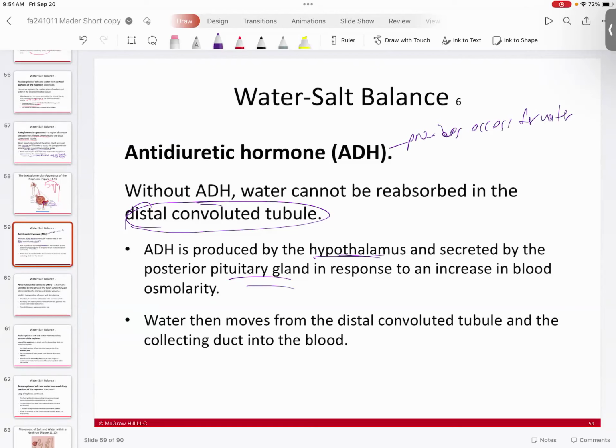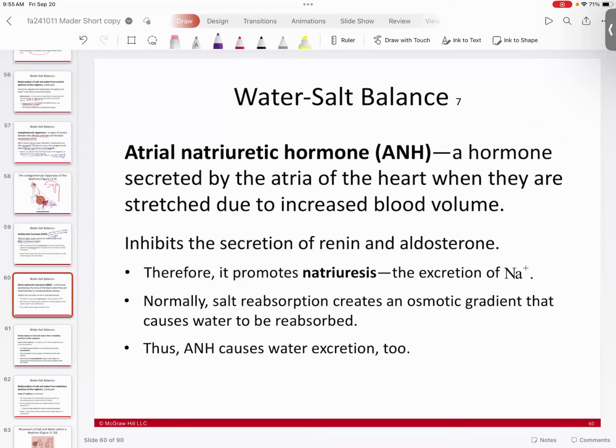And it provides access for the water to respond to the sodium levels in the blood created by aldosterone. And so this will allow the water to move out of the distal convoluted tubule and out of the collecting duct into the tissue and then ultimately into the bloodstream.